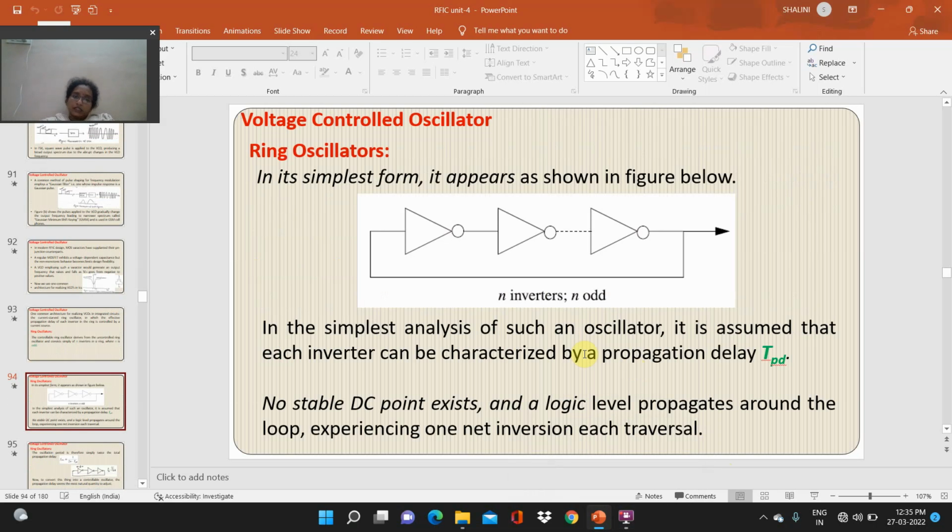In the simplest analysis of such an oscillator with n inverters, it is assumed that each inverter can be characterized by a propagation delay TPD. No stable DC point exists, and a logic level propagates around the loop, experiencing one net inversion each traversal.